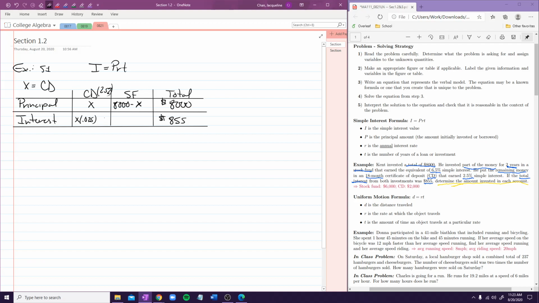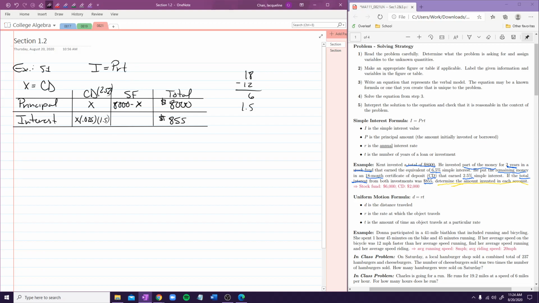And then we have an 18-month certificate. But remember, for time, it is the number of years. So for 18 months, how many years is that? That is 1.5, because there are 12 months in a year. If we have 18, we know it's 12, we're left with 6, and 6 is half of 12, so 1.5. So this is the interest for the CD. It's going to be X times 0.025 times 1.5.